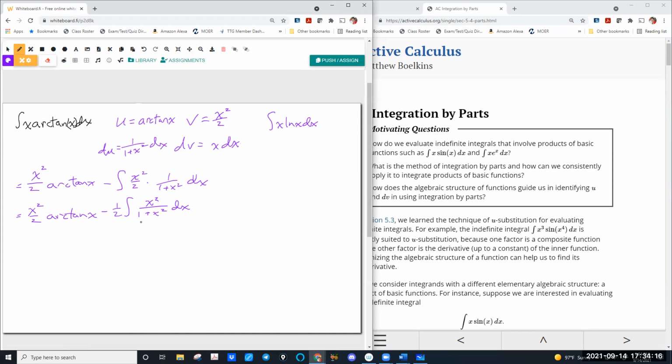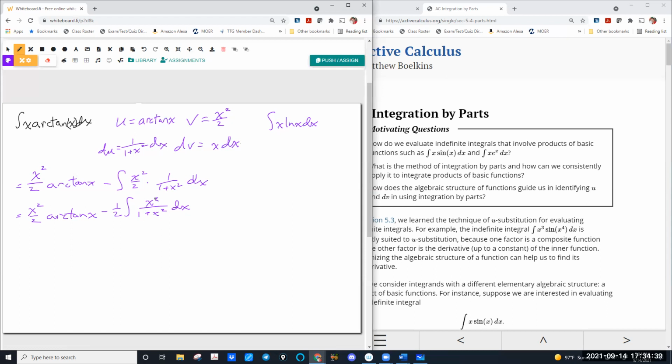This is not a u-sub. There are some ways u-sub could be done with this, but it'd be tough. It's not a u-sub, and the reason is because it's an x squared here and an x squared. If this was an x cubed and an x squared, or an x squared and an x, u-sub would be great.